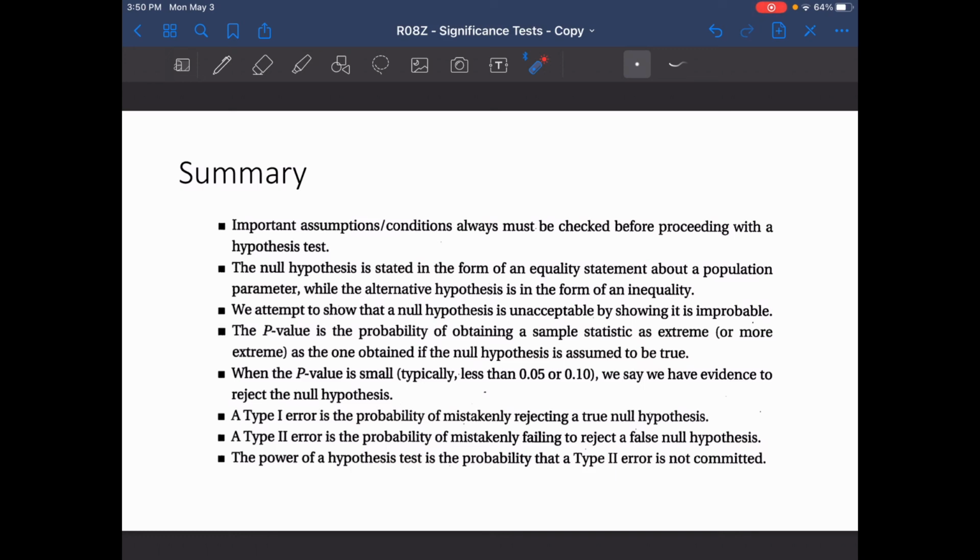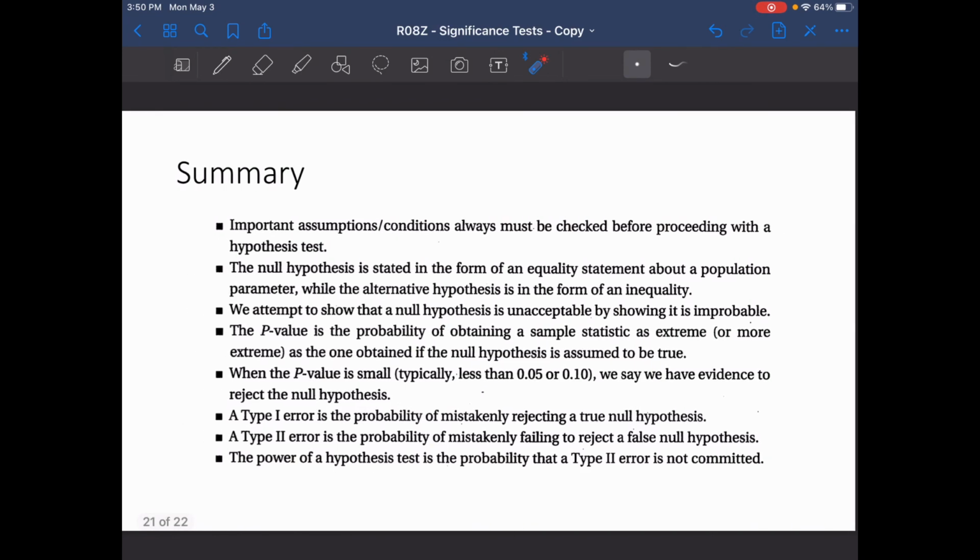A type 1 error is the probability of mistakenly rejecting a true null hypothesis. A type 2 error is the probability of mistakenly failing to reject a false null hypothesis. And the power of a hypothesis test is the probability that a type 2 error is not committed.